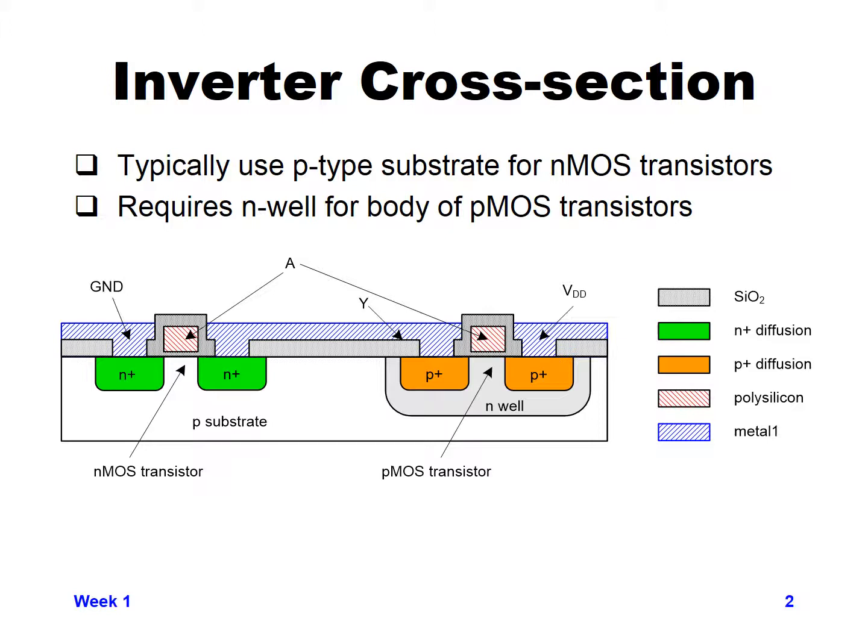So this is a quick, relatively simplified cross-section of how we would eventually construct an inverter from just simple N and P type silicon, metal connections, and polysilicon for the gate.